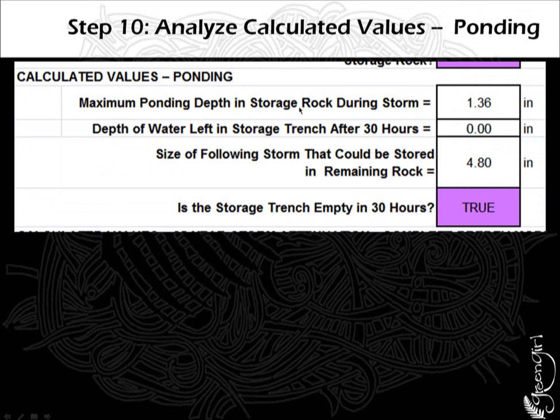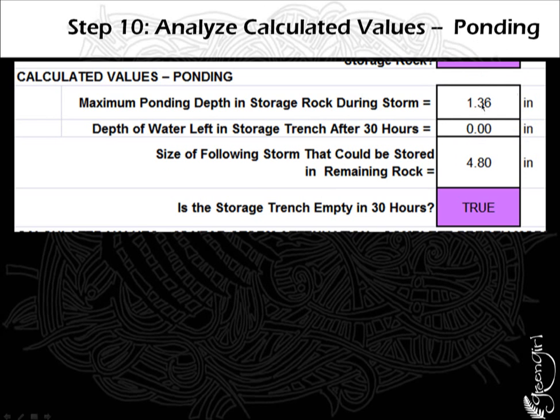So let's look at some things. Let's analyze the calculated values, ponding. The maximum ponding depth that's pulled out of that model, that Santa Barbara urban hydrograph that's down here, the maximum ponding depth in the storage rock during the most intense portion of the 2-year storm, is 1.36 inches. And that takes into account that there's only a 40% void ratio in the rock for water to go. So that's quite a low depth of rock, right?